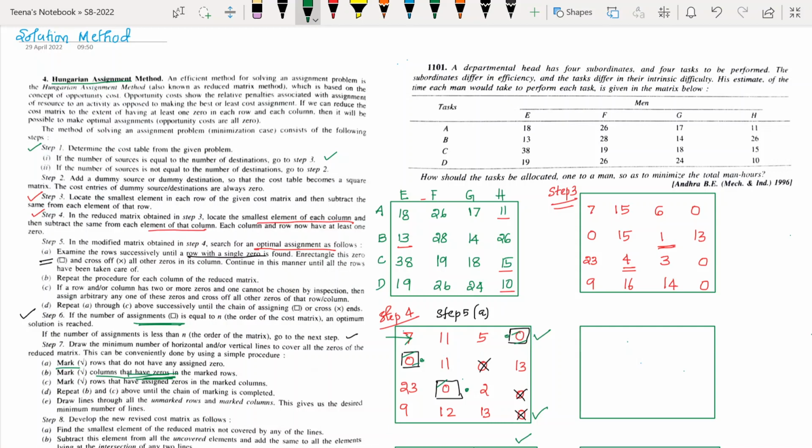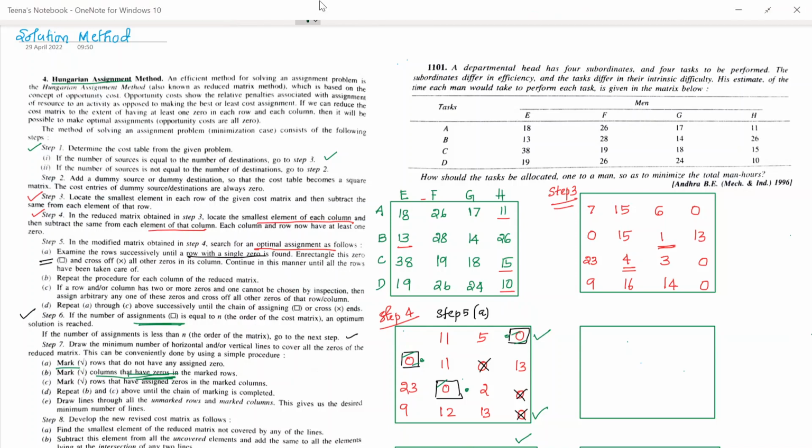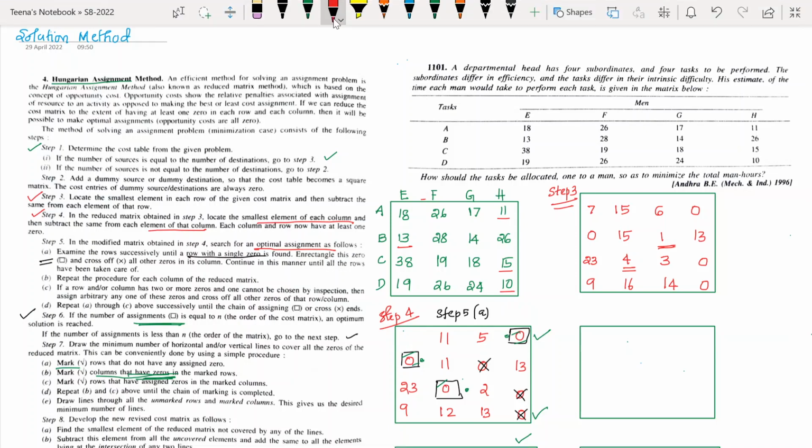Repeat B means mark columns that have zeros in the marked row. We do not have a column with zero in the marked row. So hence this marking is complete right now, and we have completed all the marking. If there were some zero in this first row, we should have continued this marking. But for the time being, there is no further marking for this particular matrix.